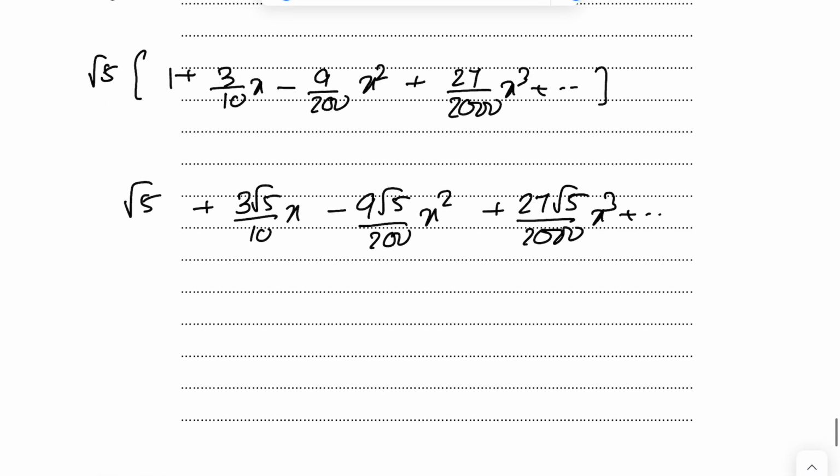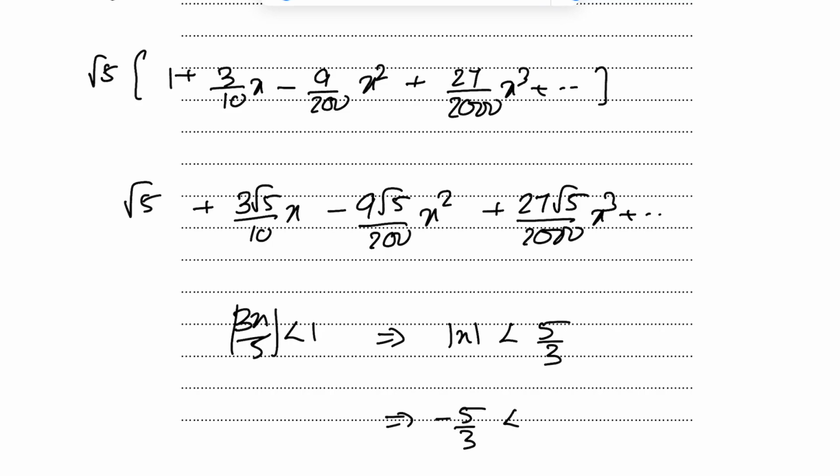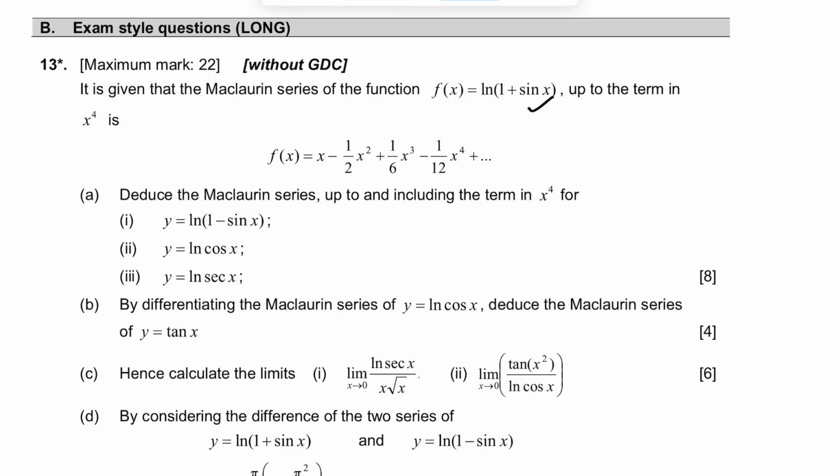When does the series converge? Again, the absolute value of 3x upon 5 should be less than 1. It implies the absolute value of x should be less than 5 upon 3. It implies x should lie between negative 5 upon 3 and positive 5 upon 3. Coming to question number 13.